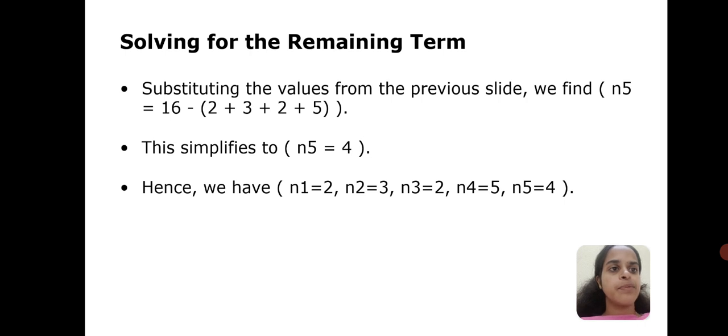Substituting the values from the previous slide, we find n5 = 16 - (2 + 3 + 2 + 5), that is 16 - 12, which is 4. Hence, we have n1 = 2, n2 = 3, n3 = 2, n4 = 5 and n5 = 4.